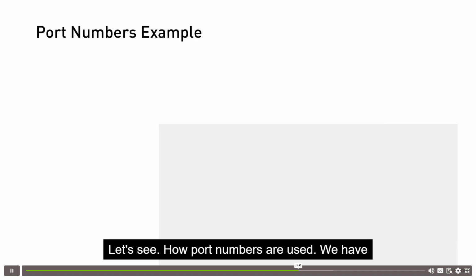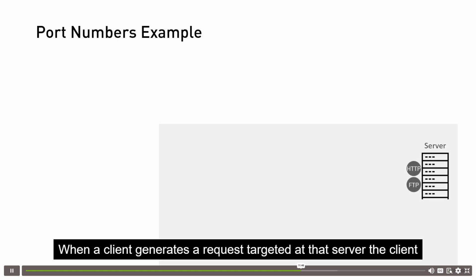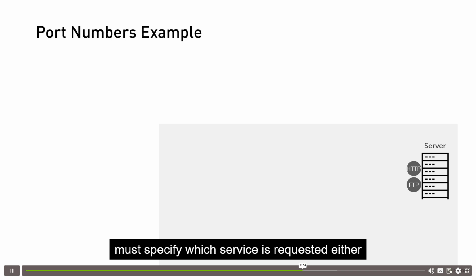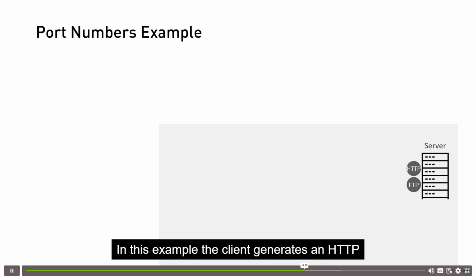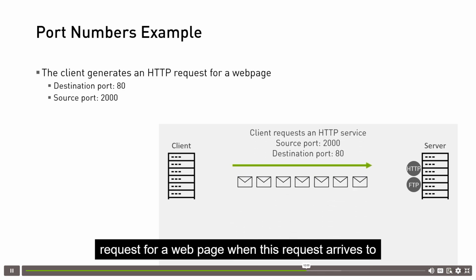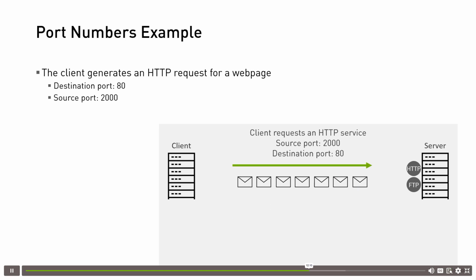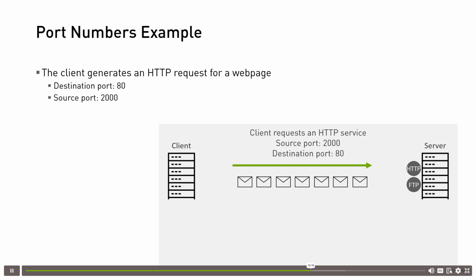Let's see how port numbers are used. We have a single server that runs 2 services, HTTP and FTP. When a client generates a request targeted at that server, the client must specify which service is requested, either HTTP or FTP. In this example, the client generates an HTTP request for a web page. When this request arrives at the server, it must be able to identify that it is an HTTP request and forward it to the HTTP service. Only the HTTP service can respond to the HTTP request.